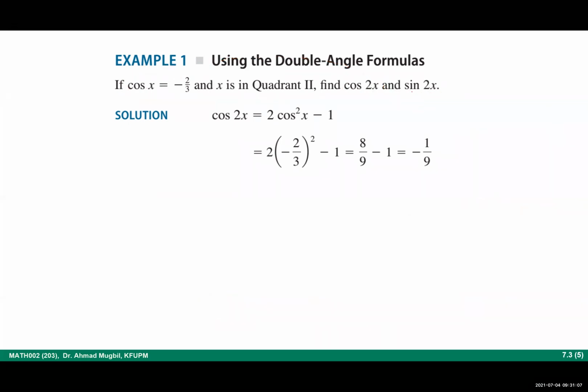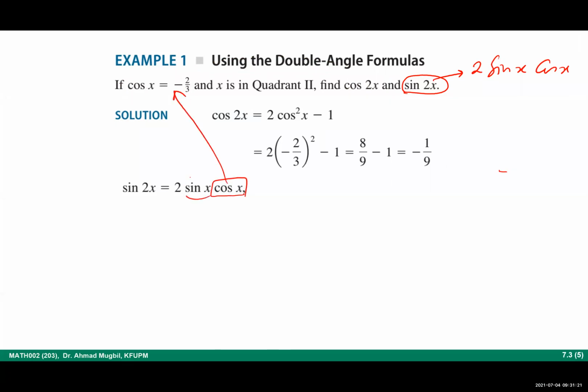Now, for sine 2x, we have only one formula. We know that sine 2x is 2 sine x cosine x. Here we are. I have this. It is given for me. What I need is to find sine x. How to find sine x, ya shabab? You can do it in several ways.